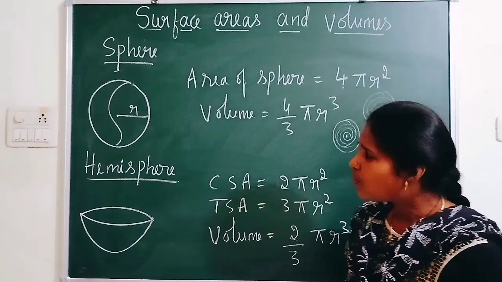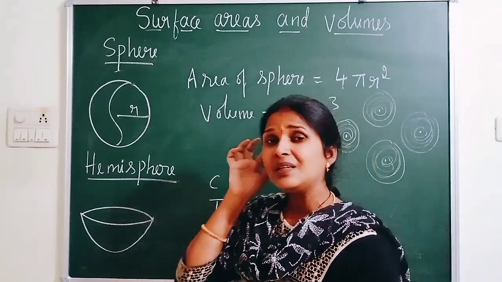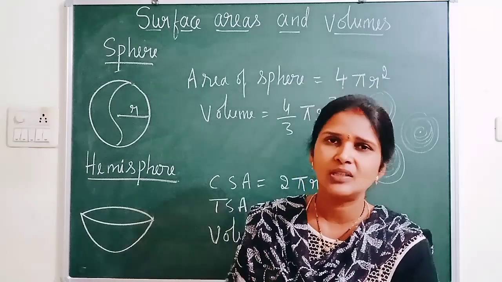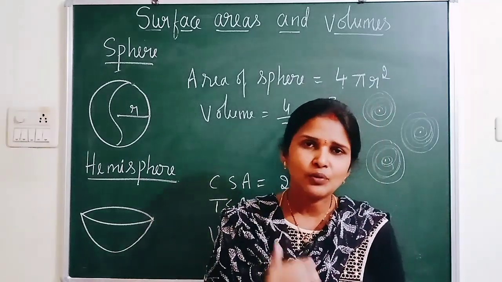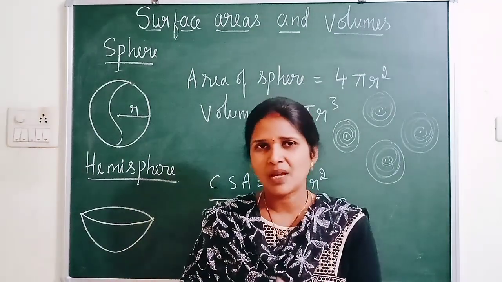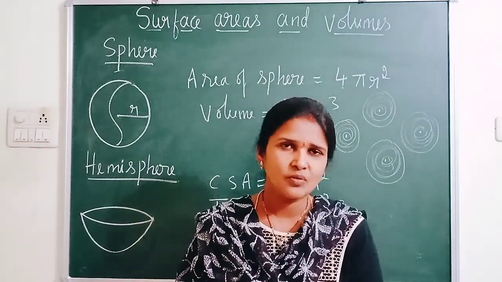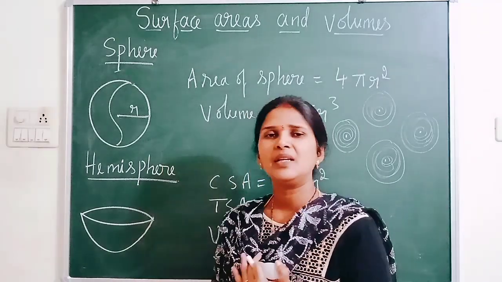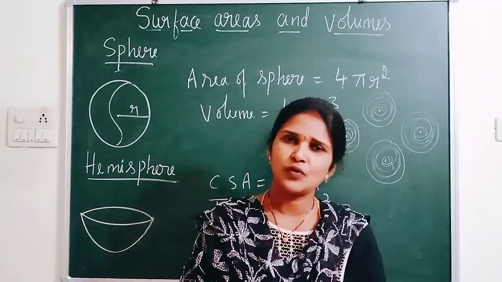So these are what I discussed now. They are all 3D figures. We learned about LSA, TSA and volume of all these 3D figures. You have to learn these formulas. Without these formulas, as I said already, this chapter is nothing. So we have to know each 2D figure's formula and also every 3D figure's formula, and be thorough with them.